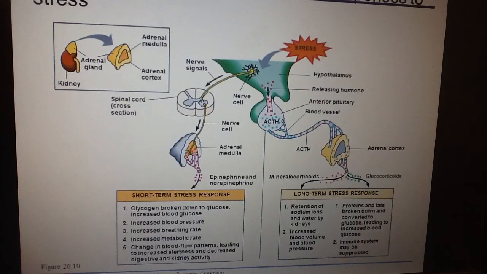And it can actually affect your immune system, so you're more likely to get sick when you're stressed out long term. And that's all because of your adrenal cortex glands that are found on top of your kidneys and controlled by your brain.